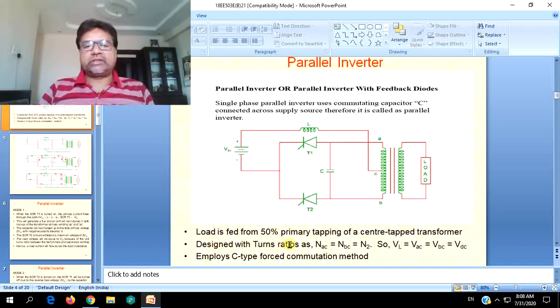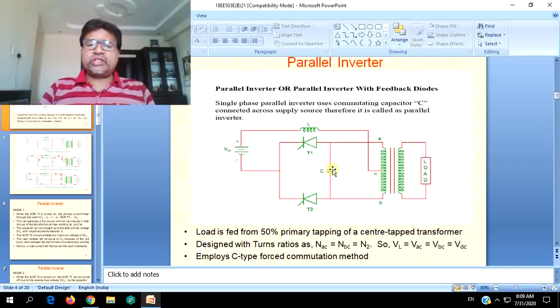It is designed with turns ratios as NAC is equal to NBC is equal to N2, or number of turns of secondary is equal to number of turns of one half of the primary. So what happens eventually is the load voltage will be equal to VAC or VBC or ultimately VDC, which will be given to the given half of the primary.